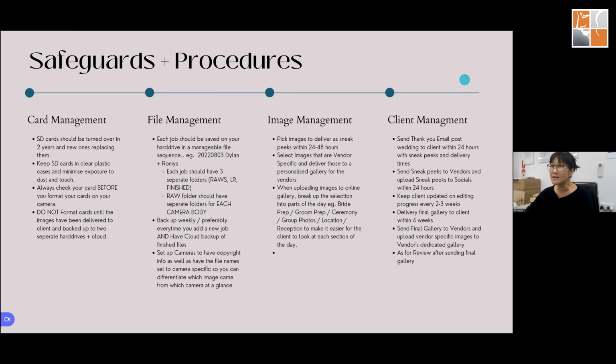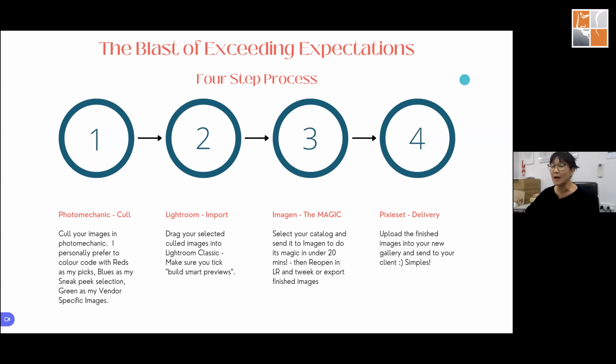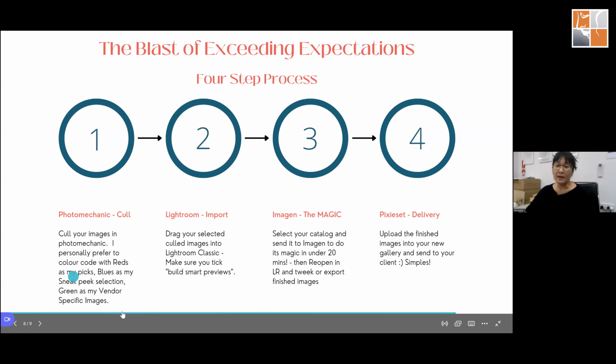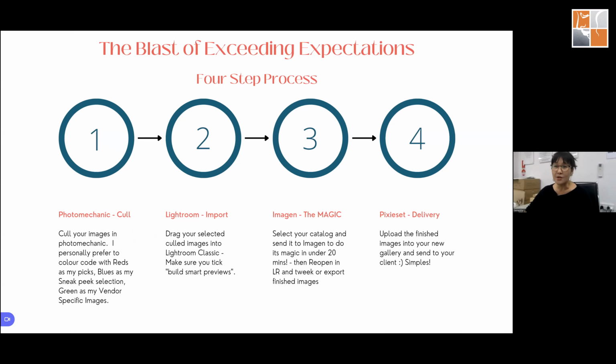All right, so this is the nitty-gritty. For me, it's a 4-step process for how I process everything. First, I go into Photo Mechanic and I cull. You cull your images in Photo Mechanic, and I prefer to color code. So reds are my picks, blues are my sneak peeks, and greens are my vendor-specific images.